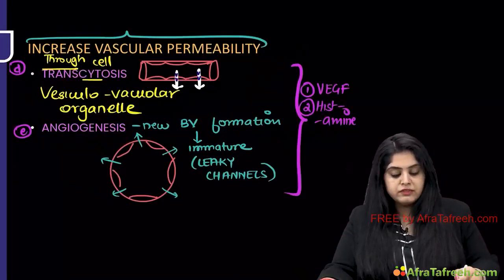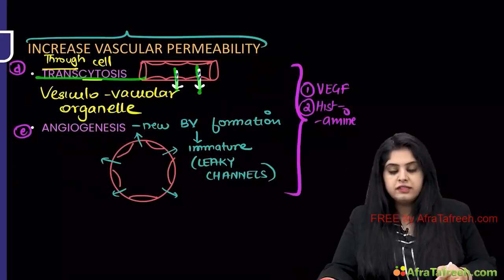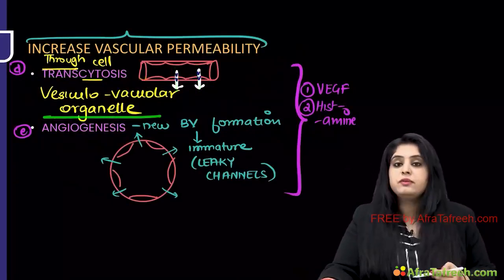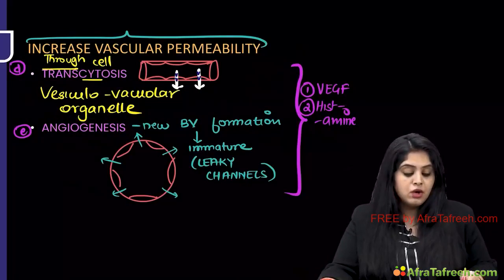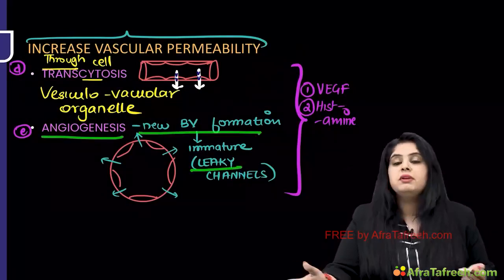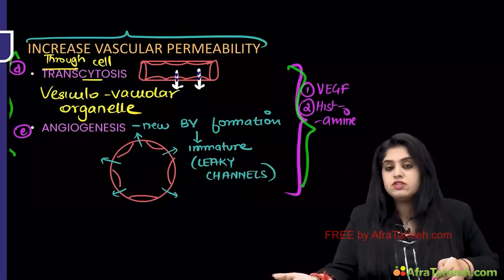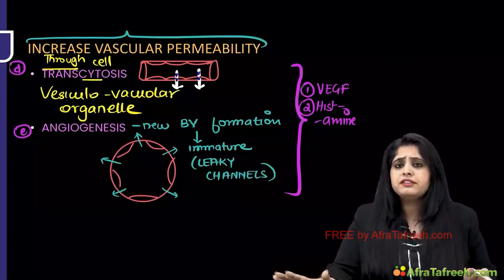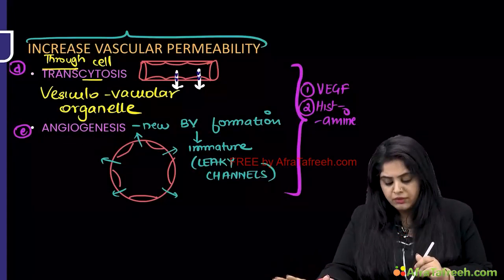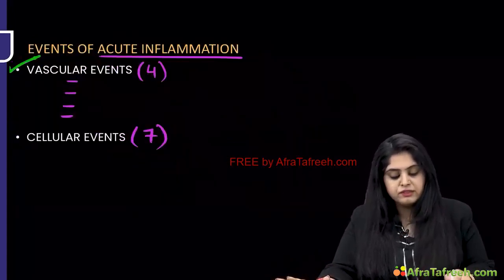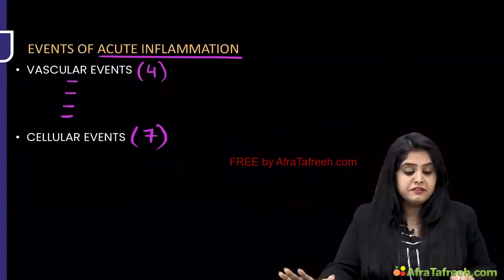Then we have 2 things, which is transcytosis through the cell, through that secret window, and that is going to be vesiculovacuolar organelle, or angiogenesis, which are new baby blood vessels, which are anyway leaky channels, and these two are mediated by VEGF and histamine. Vascular events sorted. That is what you had to do now. You had to do how many vascular events? 4 vascular events done. Feeling confident?